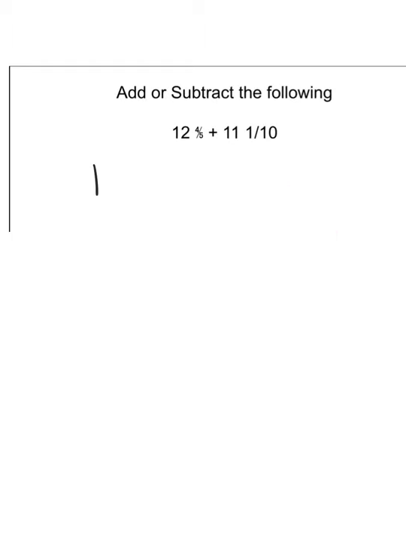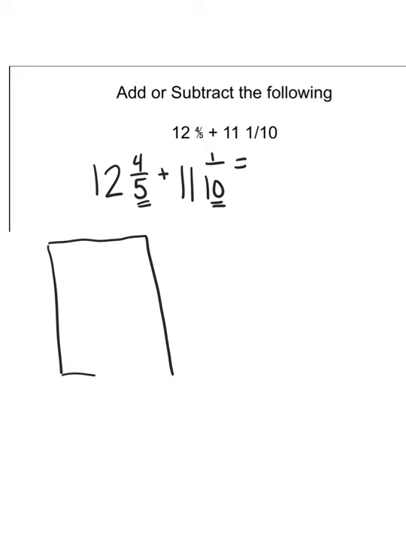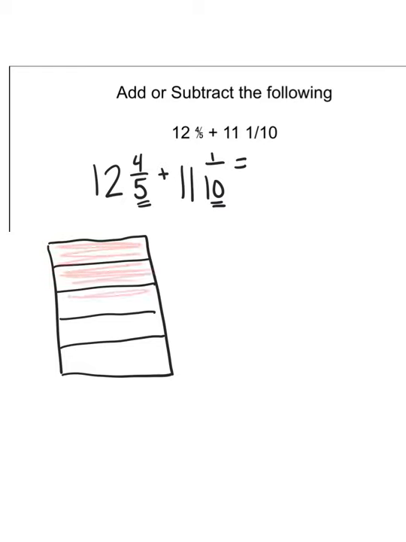Next, we're going to add 12 and 4/5 plus 11 and 1/10. Now this one should be pretty easy to do because fifths and tenths, for me anyway, those are easy to convert to a common denominator. So if I start with 4/5, 1/5, 2/5, 3/5, 4/5.